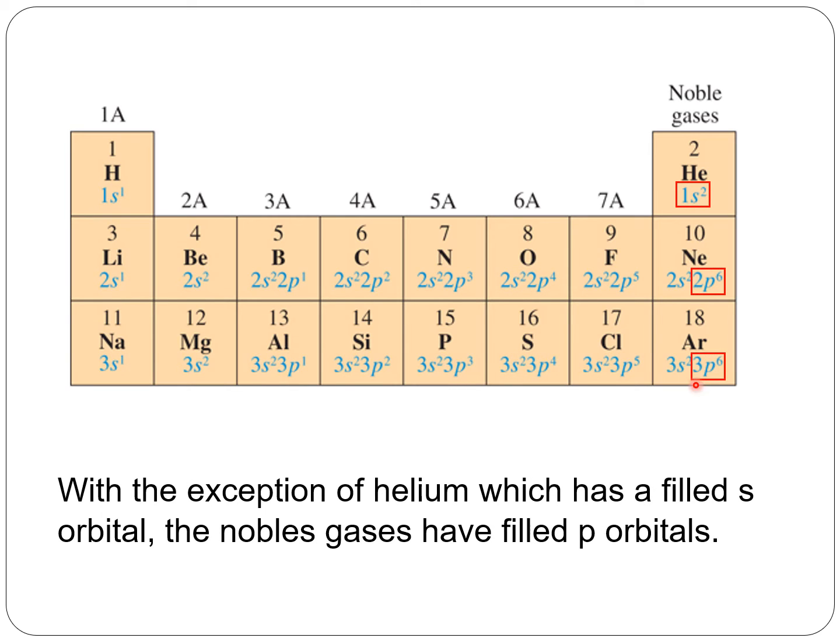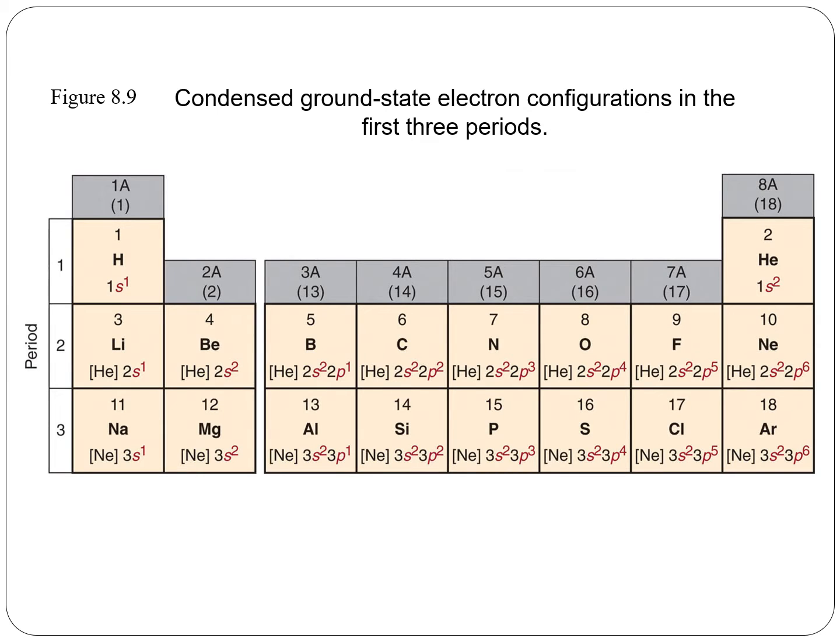Okay, but we have some exception for helium, which has a filled s orbital. The noble gas has to fill the p orbital. This is for example, for helium group, not only for helium group, we have another for this one. Alright, so this is how we write condensed electron configuration. I have mentioned in the previous topic as well.